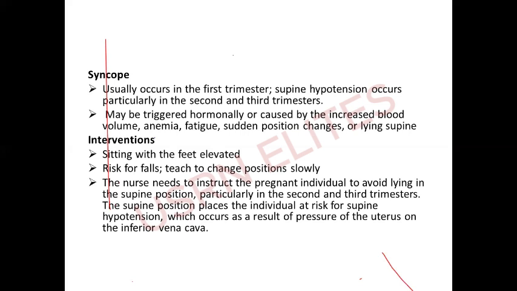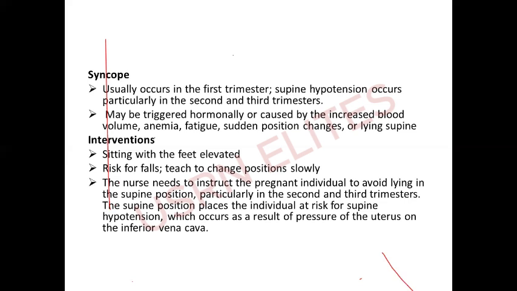Okay, we all know that during pregnancy, most women tend to have what we call anemia. It could be as a result of increase in the blood volume. Then you could also have what we call position change. So let me talk a bit on what we call supine hypotension.